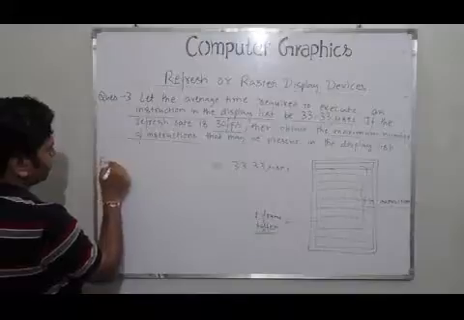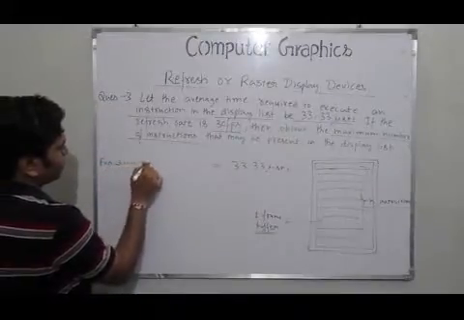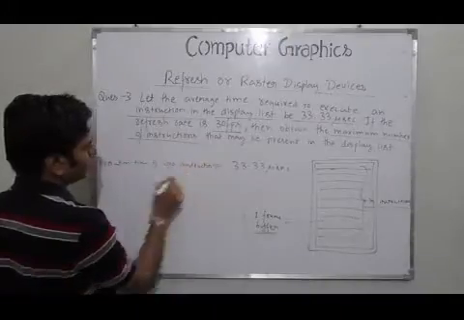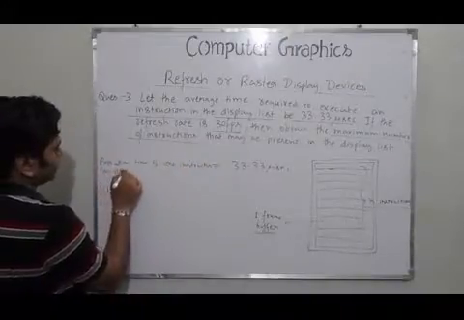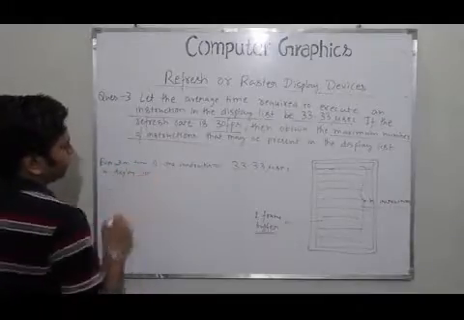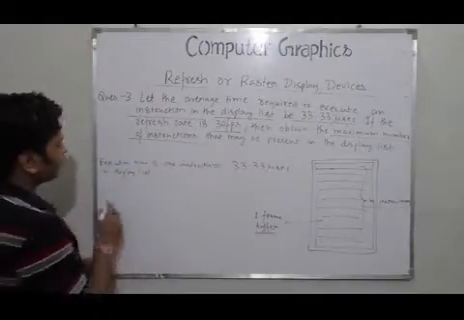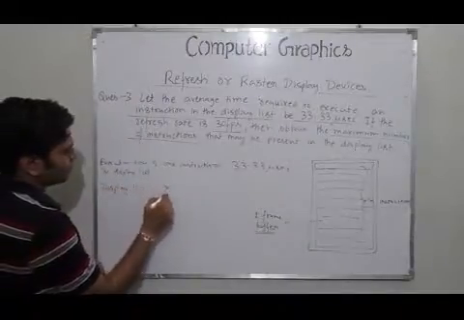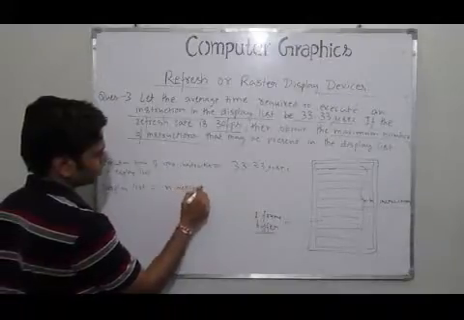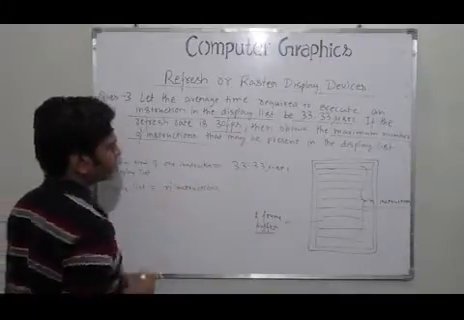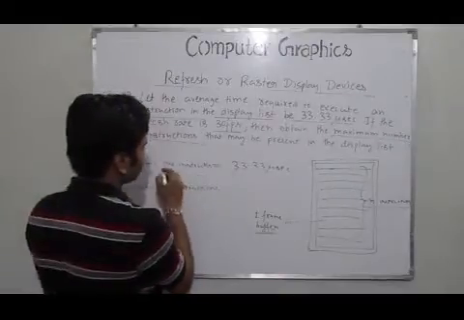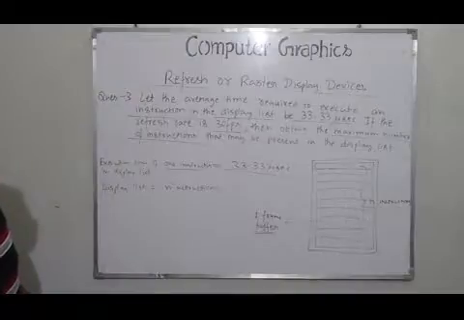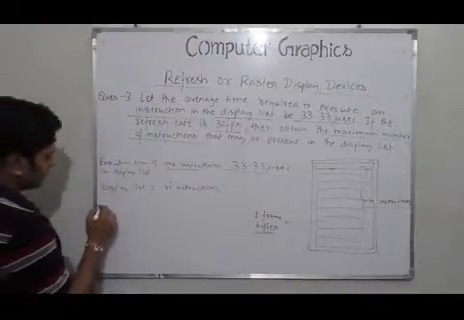Execution time of one instruction in the display list. And the display list, as we know, consists of n instructions, out of which for one instruction we are provided the execution time. The refresh rate is given as 30 frames per second.